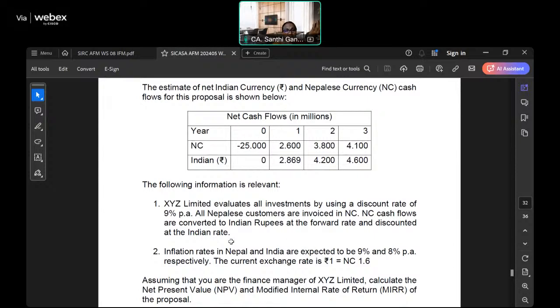We will convert the Nepalese cash flows into Indian currency. Then you also have cash flows in Indian currency. So totally, what is it? What is the discount rate given? 9%. And present value of this was 10%. That is how we need to proceed.